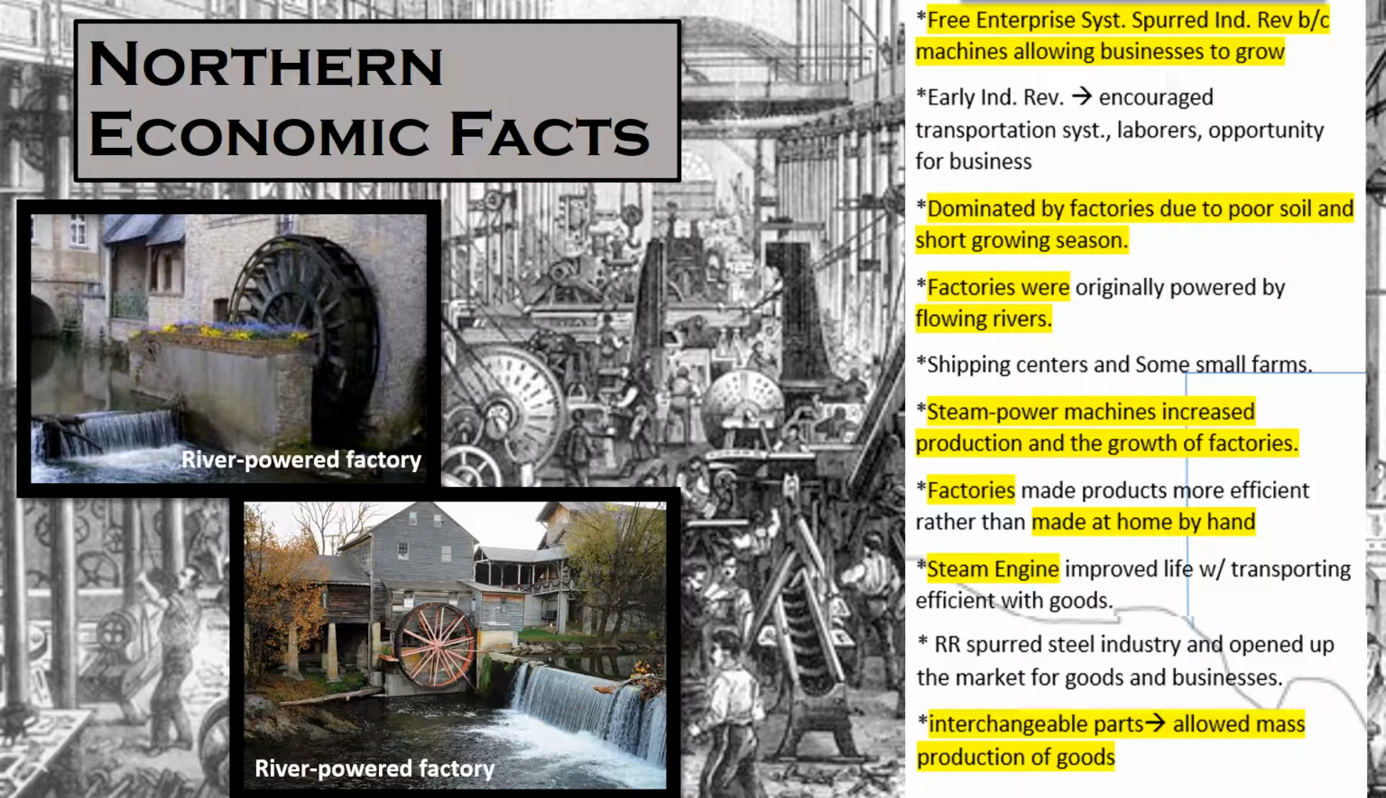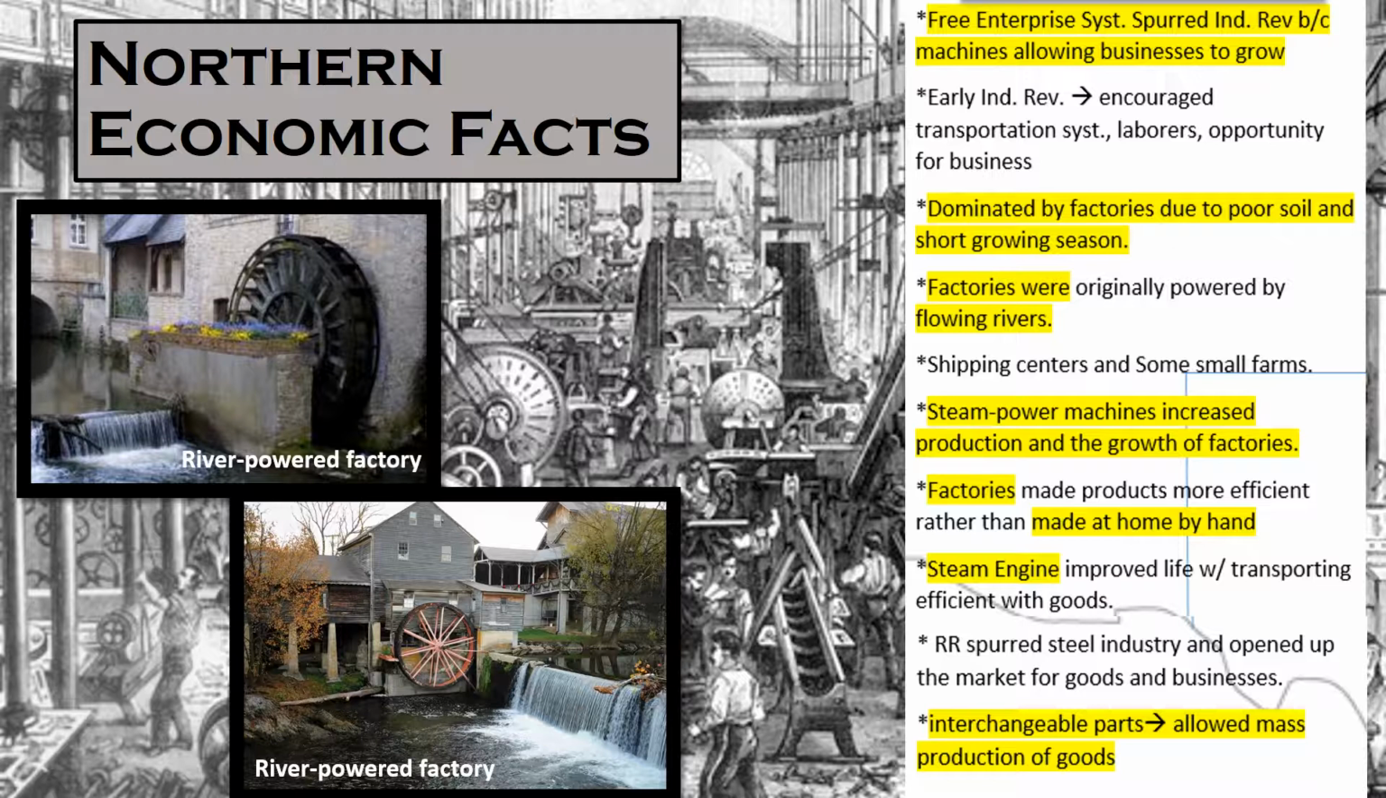Early Industrial Revolution, it encouraged transportation systems, laborers, opportunities for business because of that free enterprise system. It was dominated by factories here in the North, because remember, if you go all the way back to September, we talked about how the northern or New England colonies had very poor soil. The weather did not allow for a long growing season, so it only had a short growing season. So this is not typically where the farming took place.